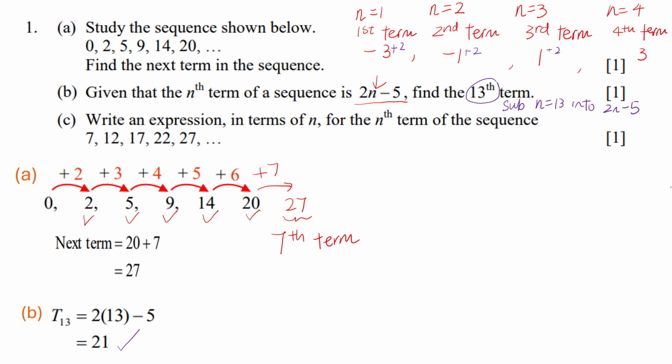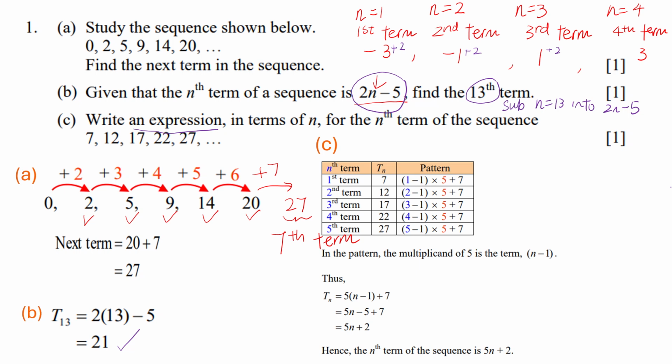So for part C, we need to find the formula. When it says write an expression, what they're referring to is writing the formula, something like what we have in part B, 2n minus 5, where we can substitute the values of n to find each term. So let's look at the patterns. So this is what number patterns is all about. To come up with the expression, we need to look at the pattern.